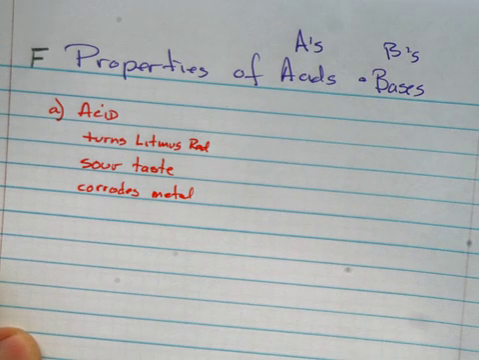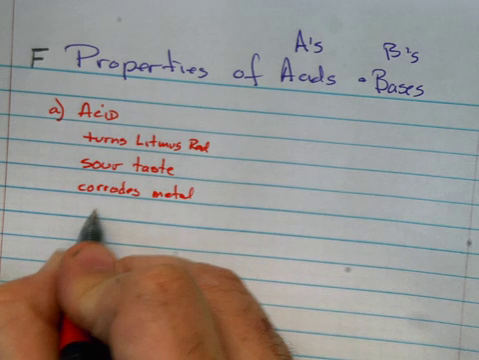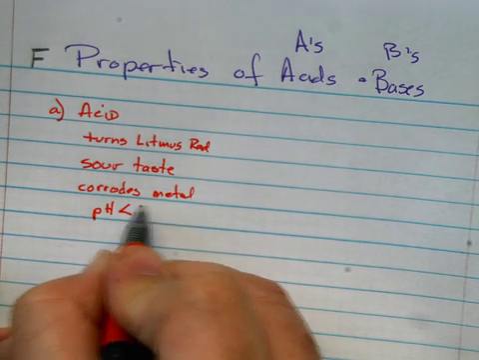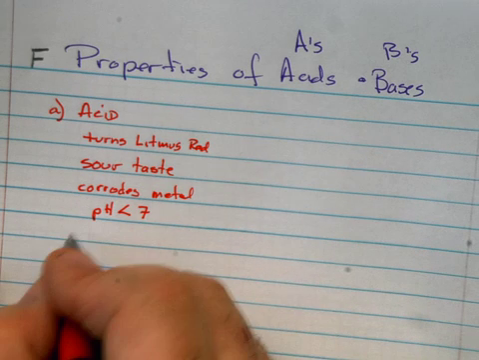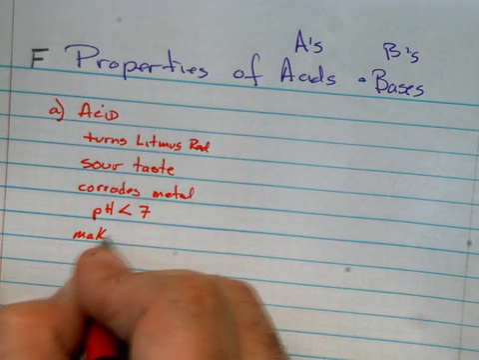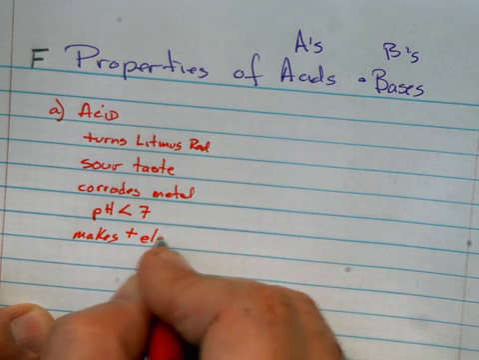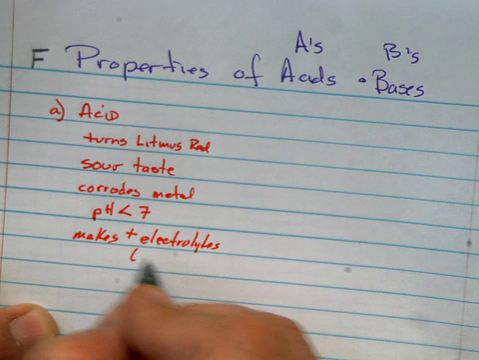Anything else out there? Somebody said something about pH. pH is, I'm going to say, less than 7. Does that make sense? I think that is the less than sign. And the other thing is, it makes positive electrolytes, E-L-E-C-T-R-O-L-Y-T-E-S. Positive electrolytes, and that means conducts electricity.